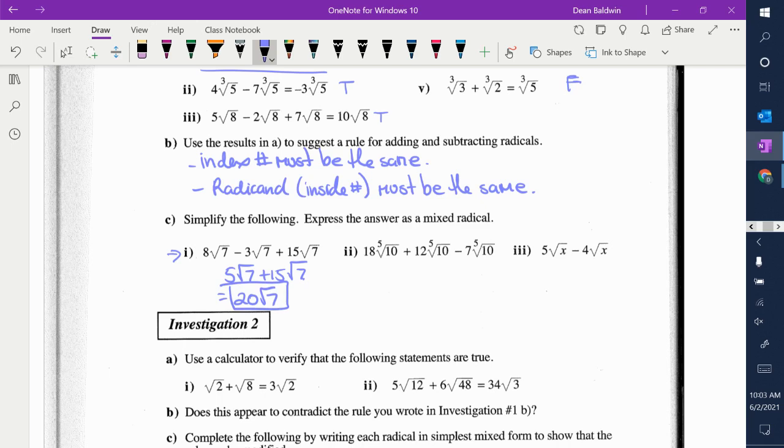Okay? So second question. Are the radicands the same? Are the index numbers the same? So what's the answer? 18 and 12 is 30. 30 minus 7 is 23. So it's 23 root 10.